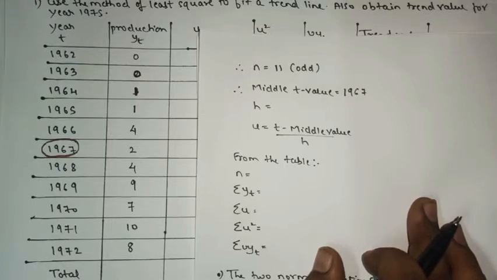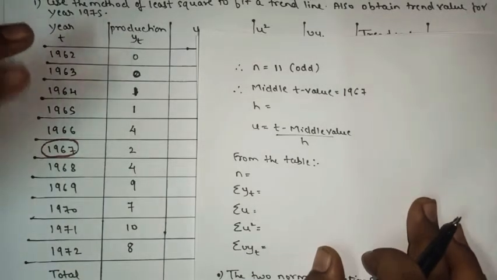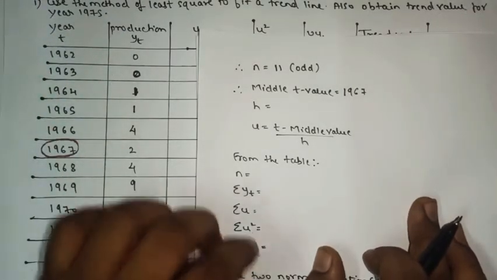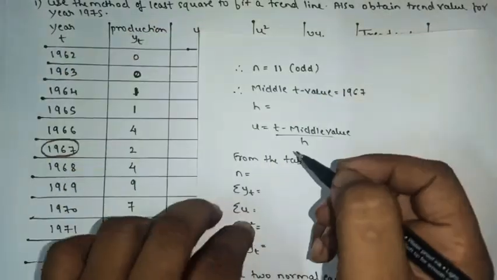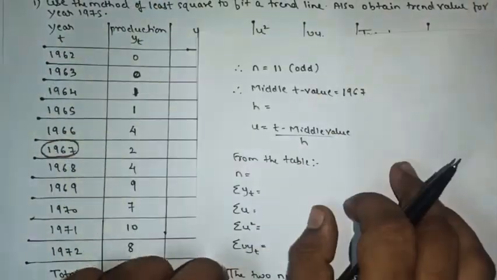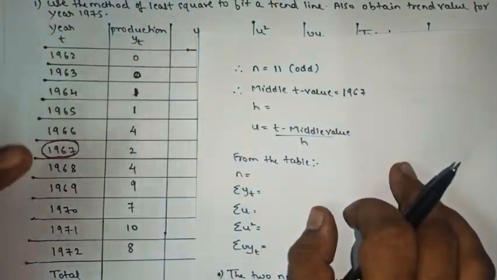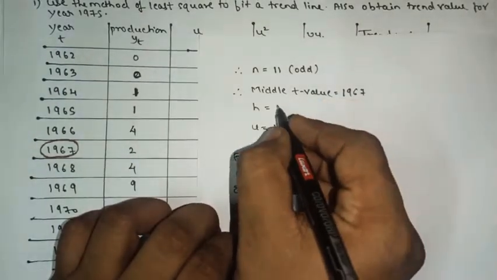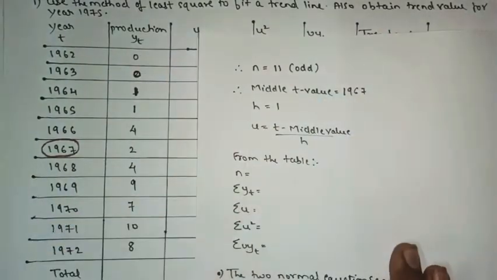Okay, h means what? h is the width of the class, or else we can say the difference between two consecutive years. So when you subtract, take any two consecutive years, you will get the value as 1 only. Okay, so here we got the value of h as 1.